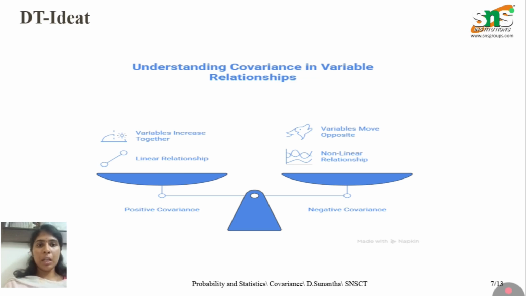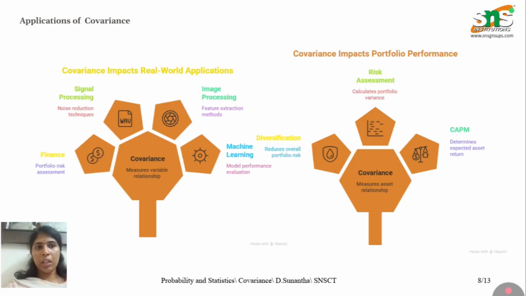So here is the covariance relationship in variables. Variables increase together. Next is a linear relationship. Next is variables moving in opposite directions. Then there is a non-linear relationship. For example, if it is a positive covariance, then it will be a linear relationship. If it is a negative covariance, then it will be a non-linear relationship.